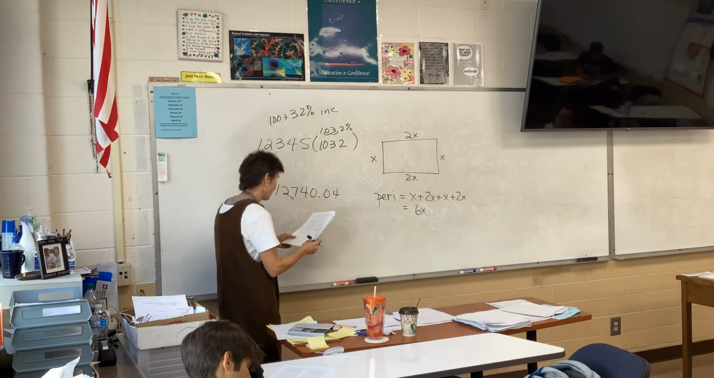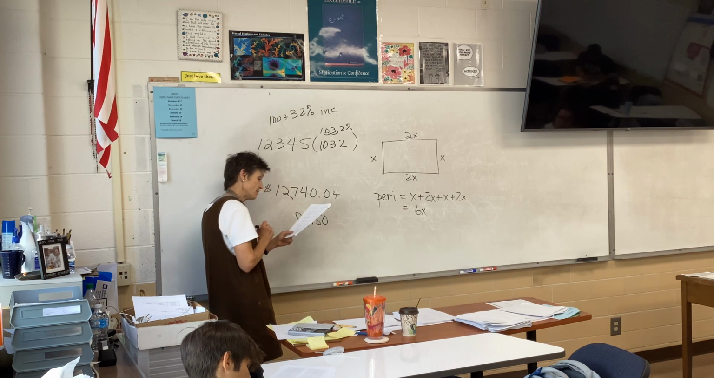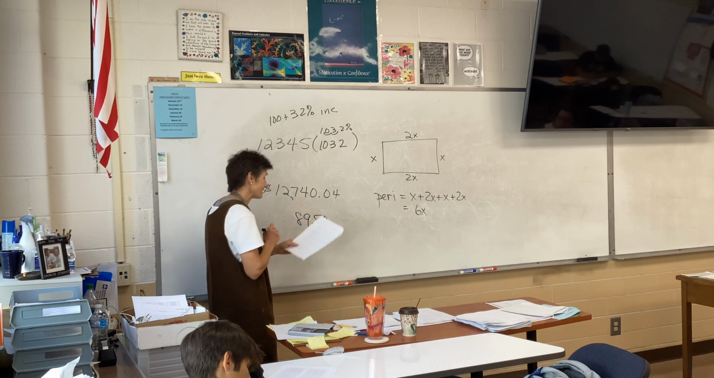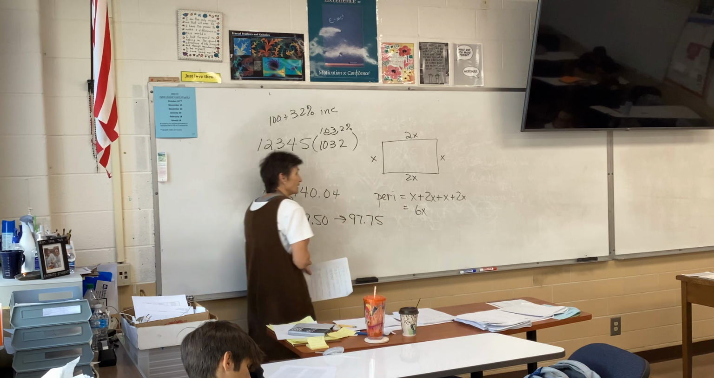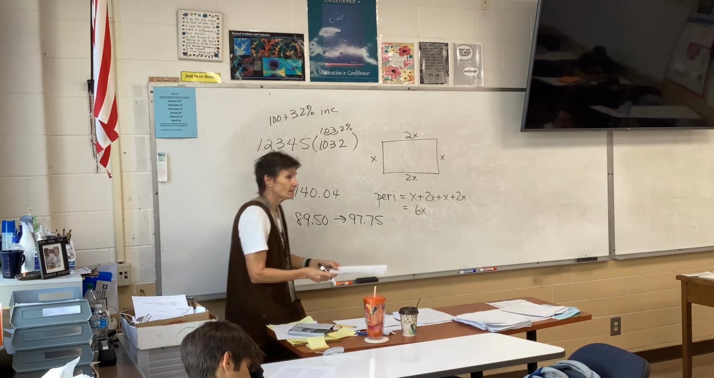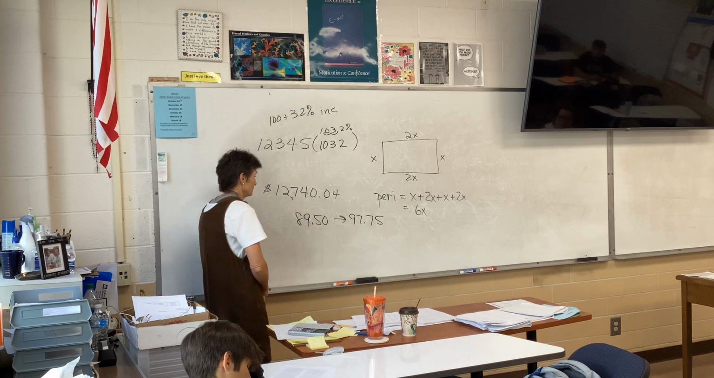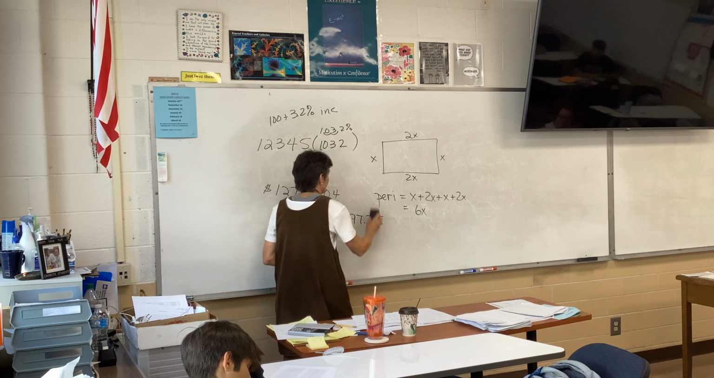Last year, a Precal book cost $89.50. This year, it costs $97.75. Last problem today. Here we go. Let's get it done. Find the percent of increase. Now, this is a little different. Now we're finding the percent.